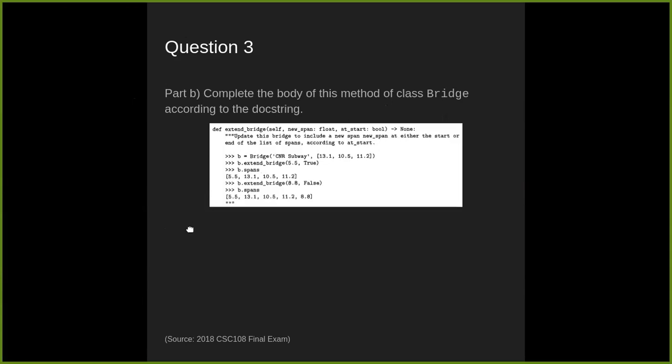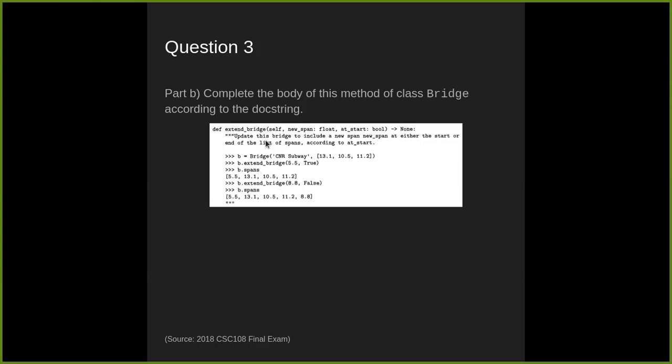So for the next part, you would want to complete the body of this method of the class Bridge according to the docstring. The method is called extend bridge, and it takes a float parameter called new span and a Boolean parameter called add start, and it returns nothing. It updates the bridge to include a new span described by new span at either the start or the end of the list of spans according to the value of add start.